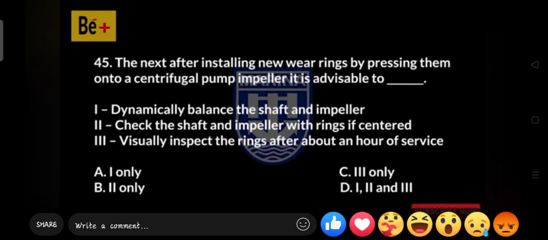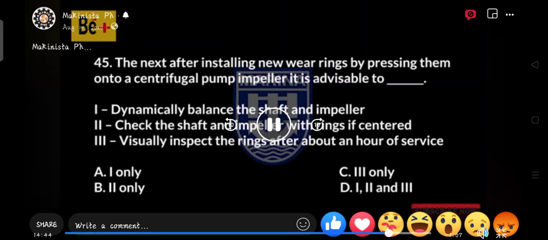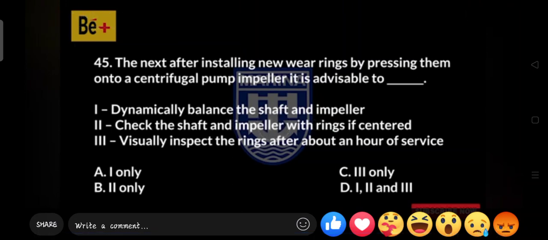After installing new wear rings by pressing them onto a centrifugal pump impeller, it is advisable to: 1. Dynamically balance the shaft and impeller. 2. Check the shaft and impeller with rings if centered. 3. Visually inspect the rings after about an hour of service. A. 1 only. B. 2 only. C. 3 only. D. 1, 2 and 3. The answer is D. 1, 2 and 3.